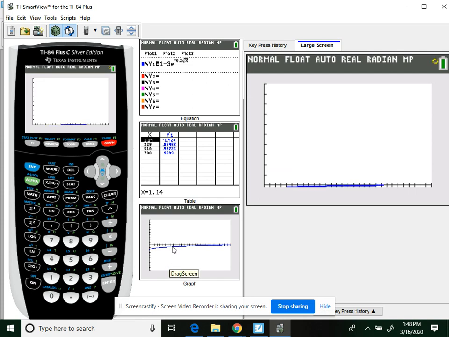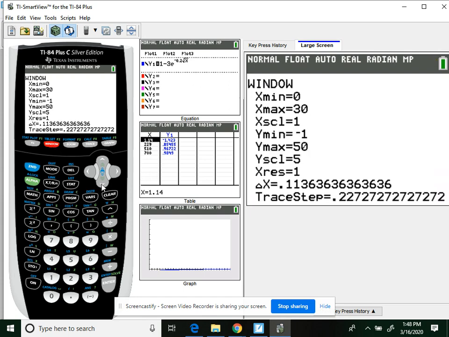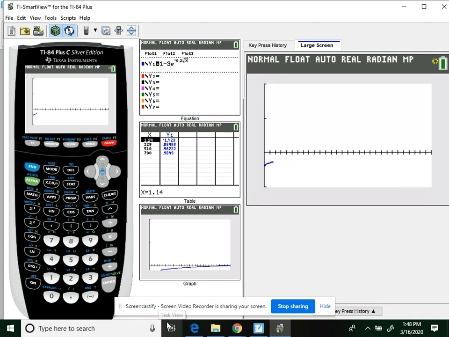Well, that's not a very good graph, is it? I need to go more negative. Window. Let's see. 10. Say negative 5. See if that helps. I need to go farther.